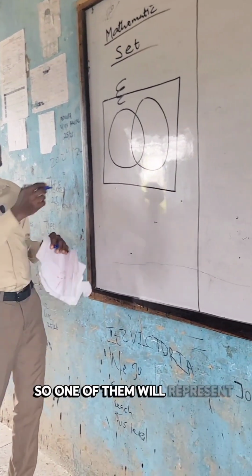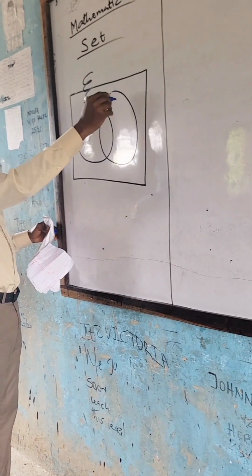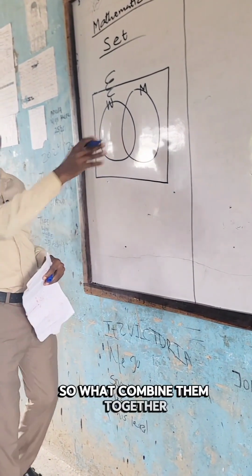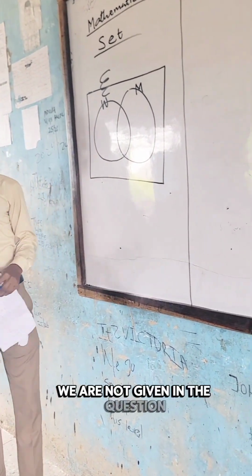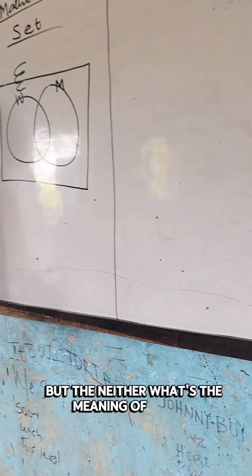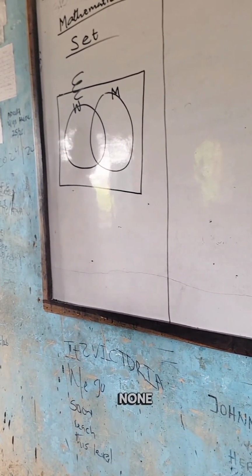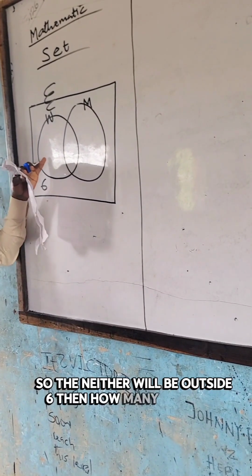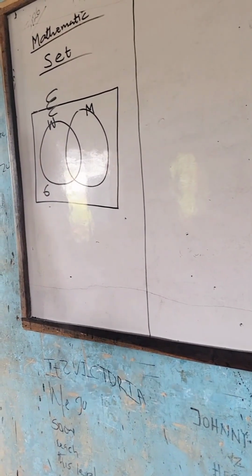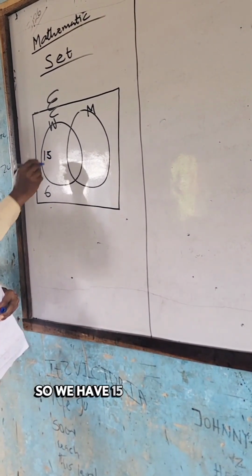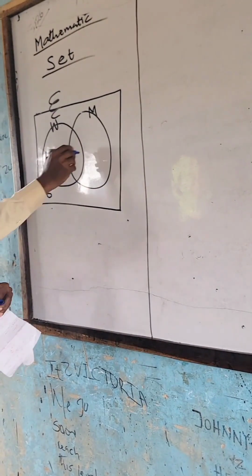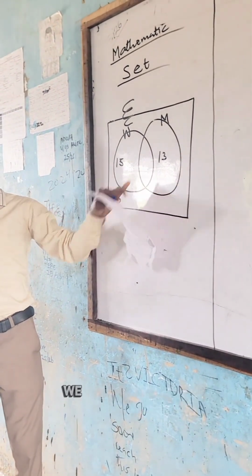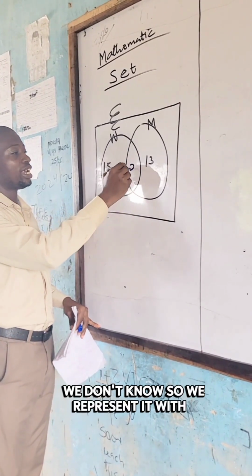So one of them will represent the woodwork and one will represent the metalwork. So what combines them together? We are not given that in the question. But the neither, what's the meaning of neither? None. So the neither will be outside. 6. Then how many students take woodwork? We have 15. How many took metalwork? 13. So the ones that did both, we don't know, so we represent it with X.